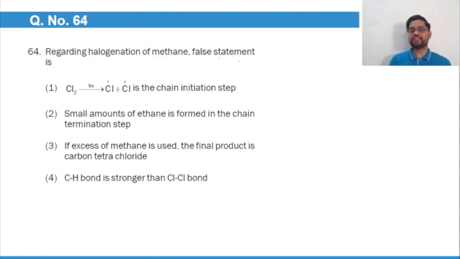Regarding halogenation of methane, we need to find the false statement. Chlorine will give you free radical, chain initiation, true statement, not the right answer. A small amount of ethane is formed in the chain termination step. True, not the right answer. If excess of methane is used, the final product is carbon tetrachloride. Wrong. If excess of methane is used, the major product will be methyl chloride. And hence option number 3 is the right answer.